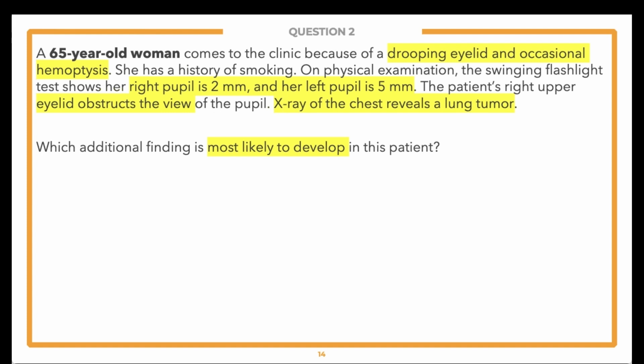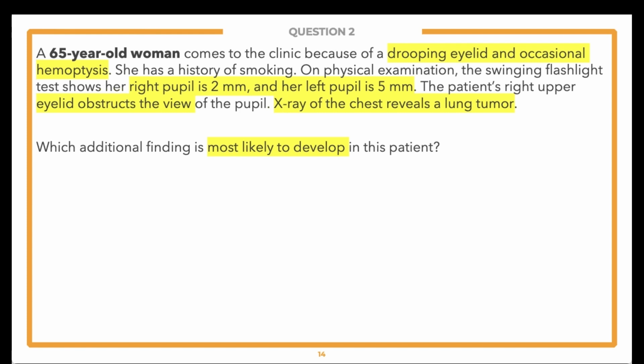So a 65-year-old woman, again, high yield, drooping eyelid and occasional hemoptysis. Hemoptysis is never a good sign, right? So what does hemoptysis mean? Coughing up blood. If someone is coughing up blood, that is not a good sign. There's something going on. Where is this blood coming from? They do this flashlight test, and they show that her right pupil is 2 millimeters and her left is 5.